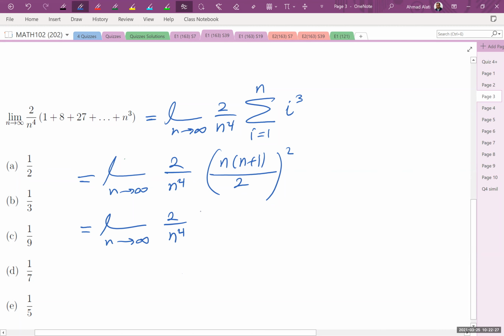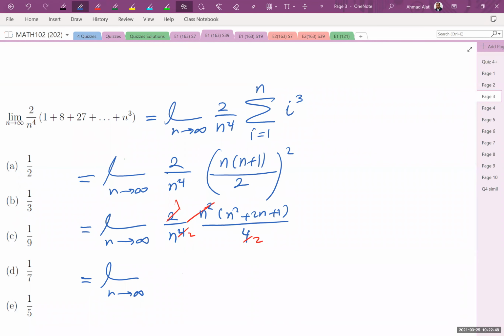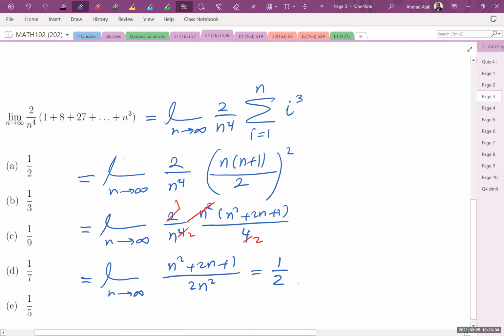So now this is n squared times, expand, n squared plus 2n plus 1, all over 4. This is the limit as n goes to infinity. Simplify: if you have 2 here and 1 here, you have 2. So we end up with n squared plus 2n plus 1 over 2n squared. And we have the same degree when n goes to infinity, so it will be the leading coefficient over the leading coefficient.